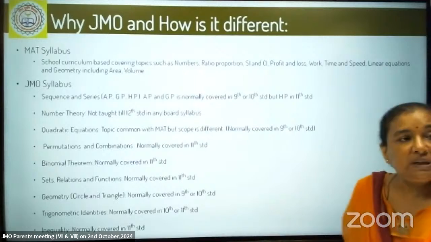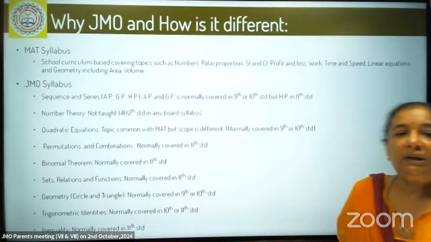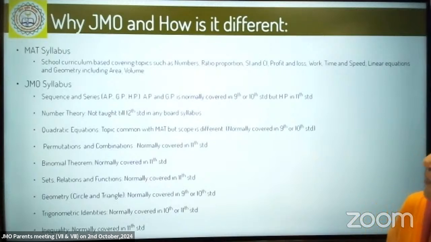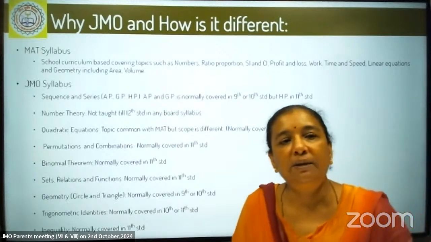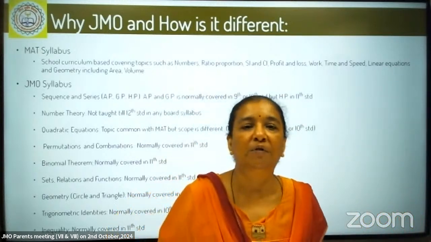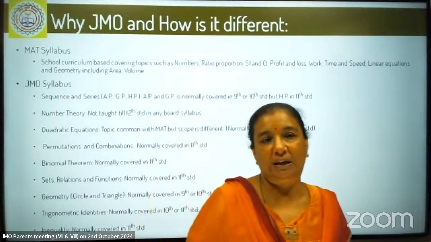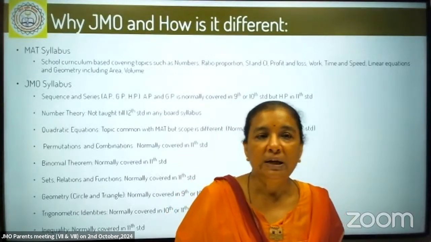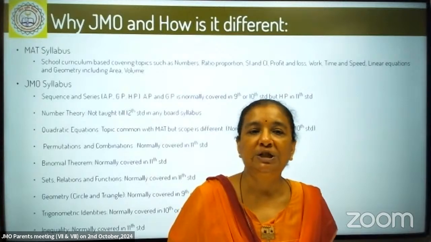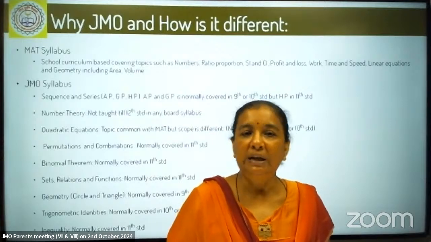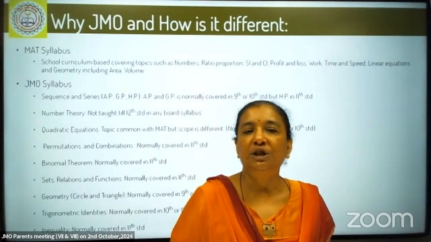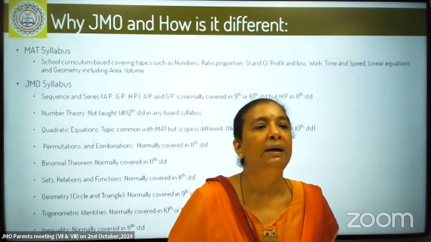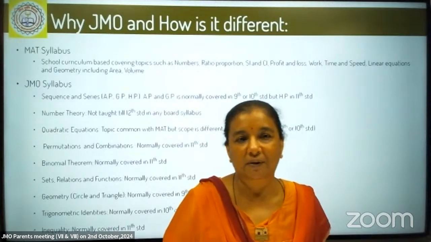Now the JMO syllabus, if you have a look, you will find the topics are quite different. First topic is sequence and series. Now that is arithmetic progression, geometric progression, and harmonic progression. Of these, arithmetic progression and geometric progression are covered in the school syllabus in 9th or 10th standard, depending on the board, whether it is CBSE, ICSE, or state board. Harmonic progression is not at all covered in the school syllabus. It is normally covered in the syllabus of 11th standard.